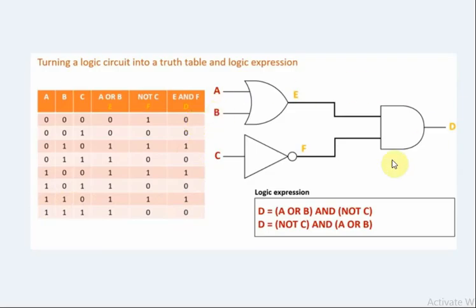So looking at the logic gate, you can derive the truth table and you can write the Boolean expression. Very simple, no? Here the final result is from an AND gate, so the AND is in the middle. Then one branch is not C, the other branch is A or B. Therefore don't get confused, right? You need to see where the output is coming from, then only you need to see the branches.